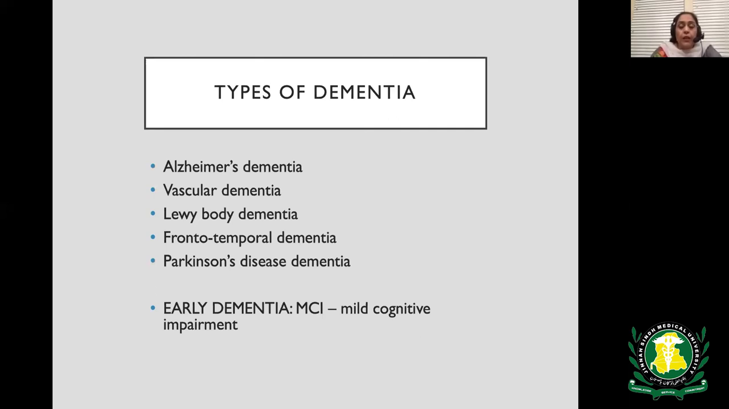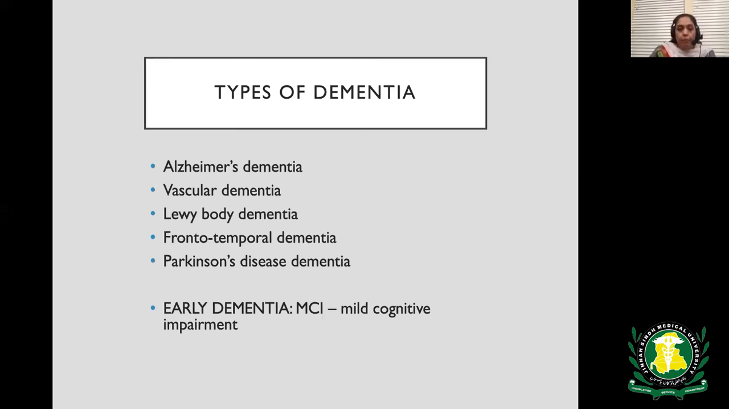So the early dementia is called mild cognitive impairment, and the main difference is the patient exhibits all kinds of problems. It starts with a memory problem and other domains, for example, problems with orientation, with language, with abstract thinking, with calculation. But the main difference is there is no loss of function. The person or the patient is able to carry out his or her own functions independently in MCI, in mild cognitive impairment.